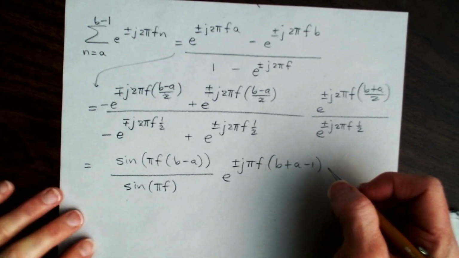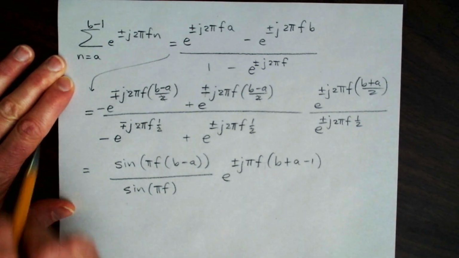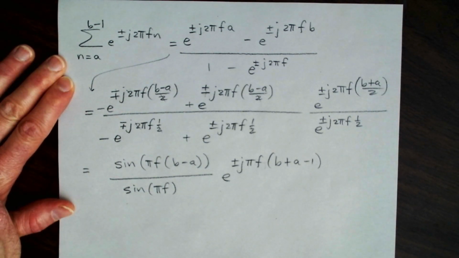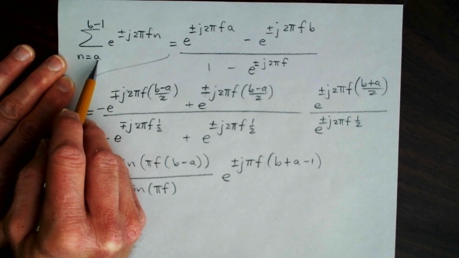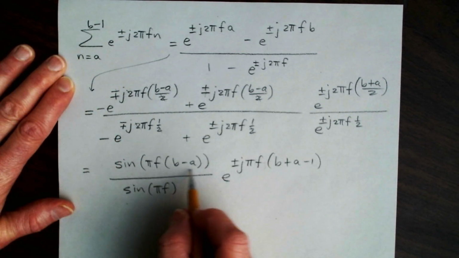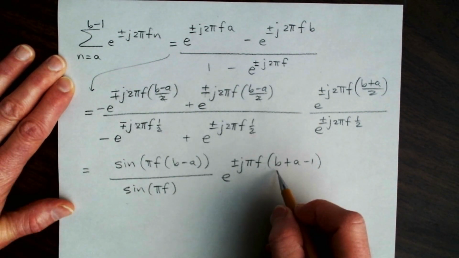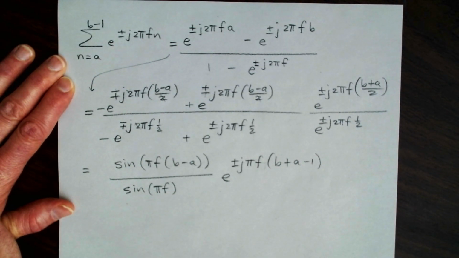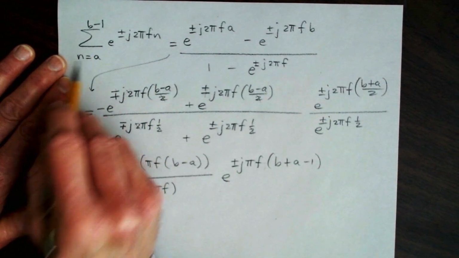And let's make a few observations before leaving this example. First of all, the width of the interval that we're integrating over is b minus a. That would be b minus 1 minus a plus 1. So that's b minus a, and that's the value that appears here in our periodic sinc function. Also, the value that appears over in our exponential phase factor is b minus 1, the upper limit, minus a, which is the lower limit.